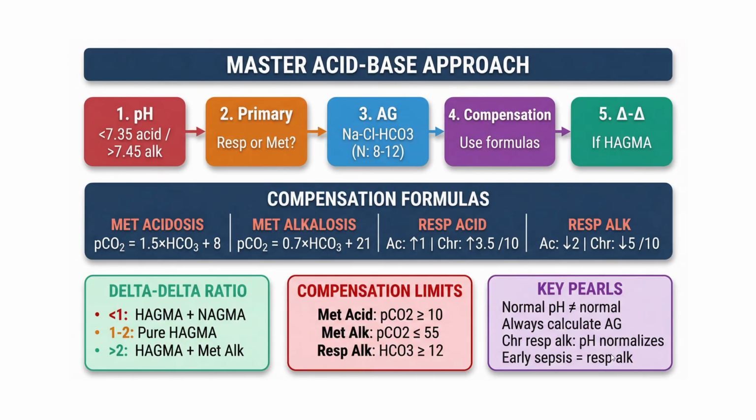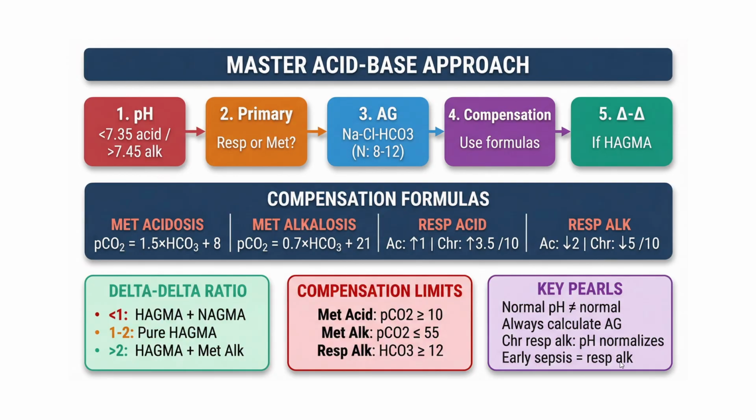It's also important to remember that physiologic compensation has limits. In metabolic acidosis, the PCO2 usually cannot drop below about 10. In metabolic alkalosis, the PCO2 rarely rises above about 55. And in chronic respiratory alkalosis, the bicarbonate level typically does not fall below 12.